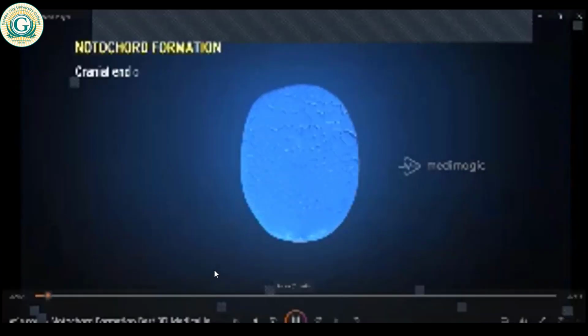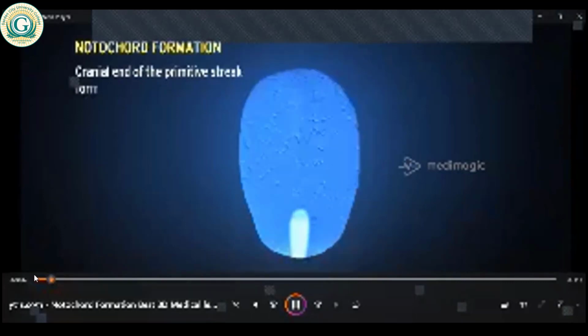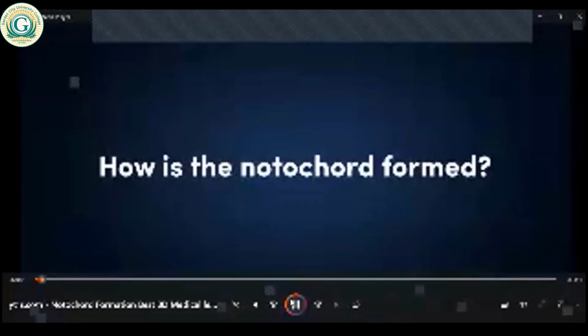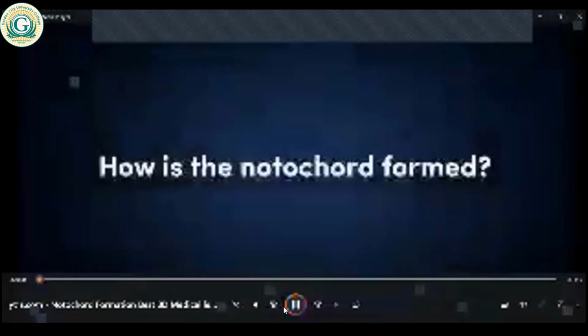The cranial end of the primitive streak forms an elevated node. This video is talking about how the notochord is formed. The formation of the notochord is what we call neurulation, and that comes together with gastrulation. Gastrulation is when two layers are changing to three. At the same time, the notochord is formed.